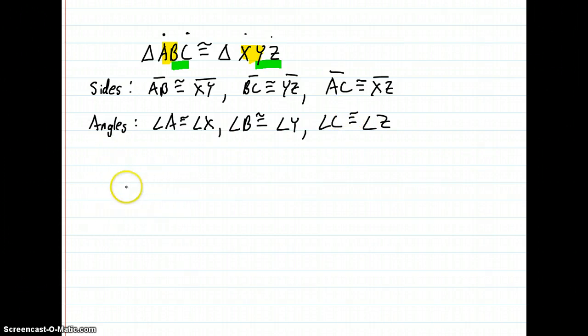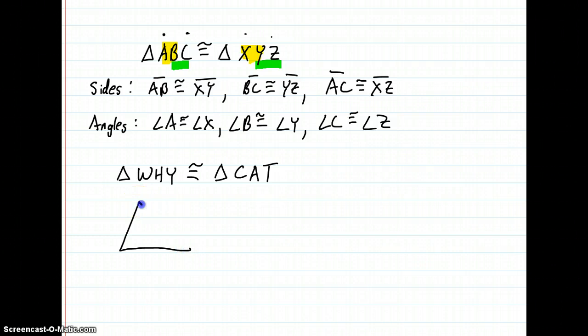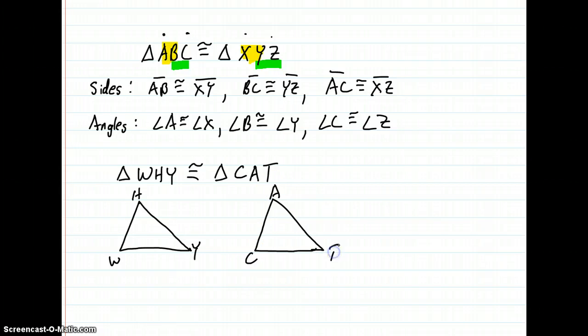All right, so let's do one last example here. Triangle WHY is going to be congruent to triangle CAT. So let's go ahead and draw an example. WHY and CAT, and I'm going to give us a little bit of information here.